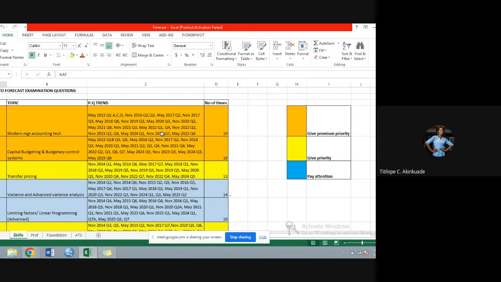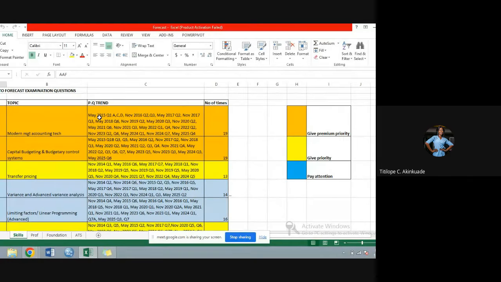So you don't want to sleep on it. You're going to meet this modern management accounting technique in your November 2025 examination. As a rule of thumb, ensure you solve at least 40% of the entire questions. Once you can solve at least 40%, you're good to go.